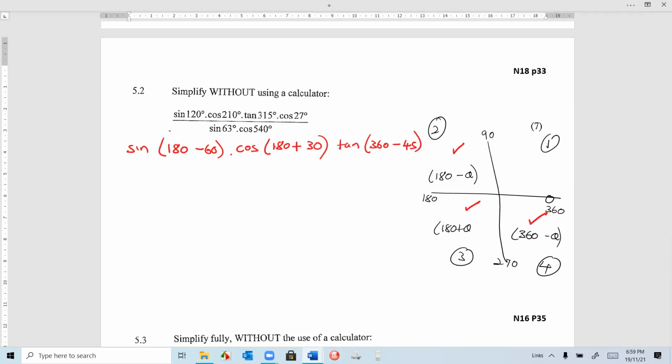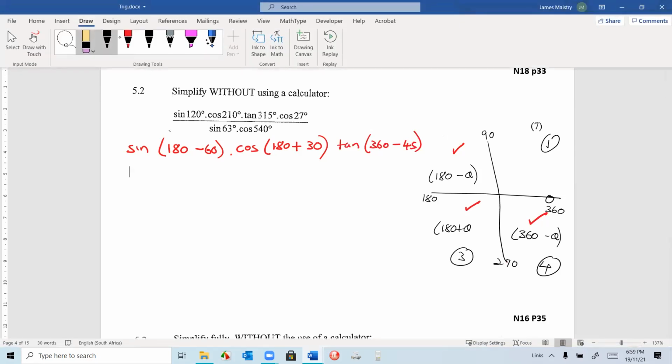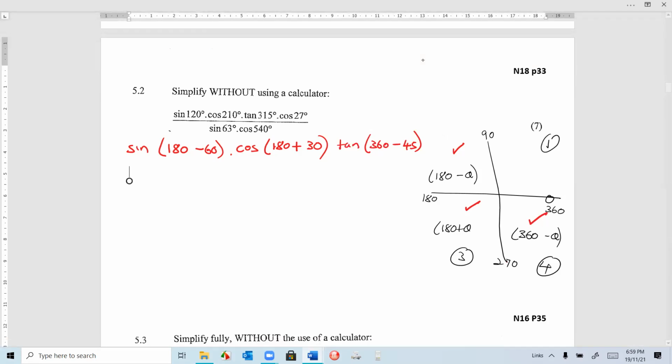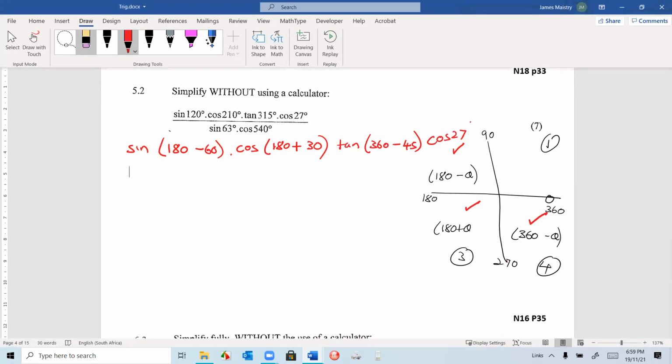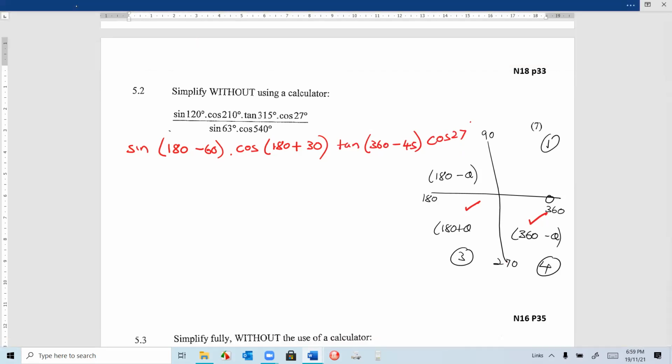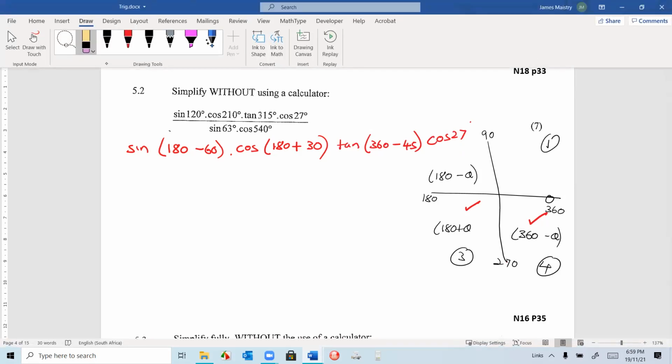I'm running short of space, as you can see, so I'm going to quickly get my eraser out, and then I can put this back on. The last one is cos 27. Now, 27 is an acute angle, less than 90. Keep it for now as it is; we'll deal with it later. Okay, I want to get my eraser back out. So we've sorted the numerator out.